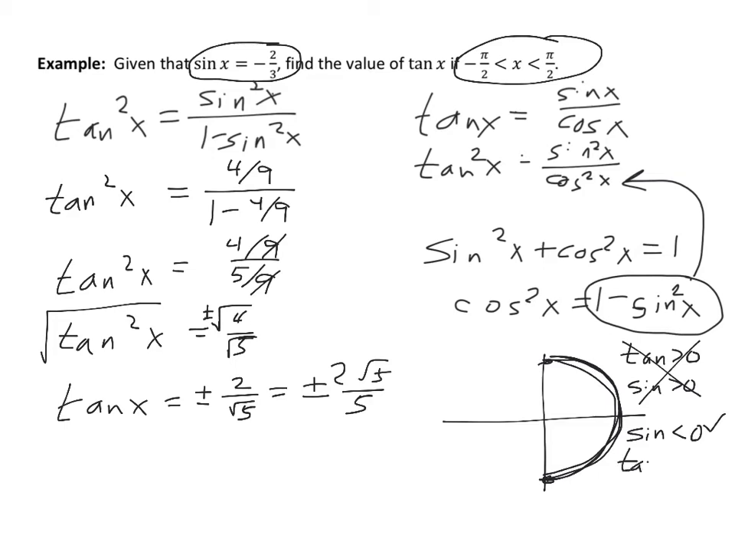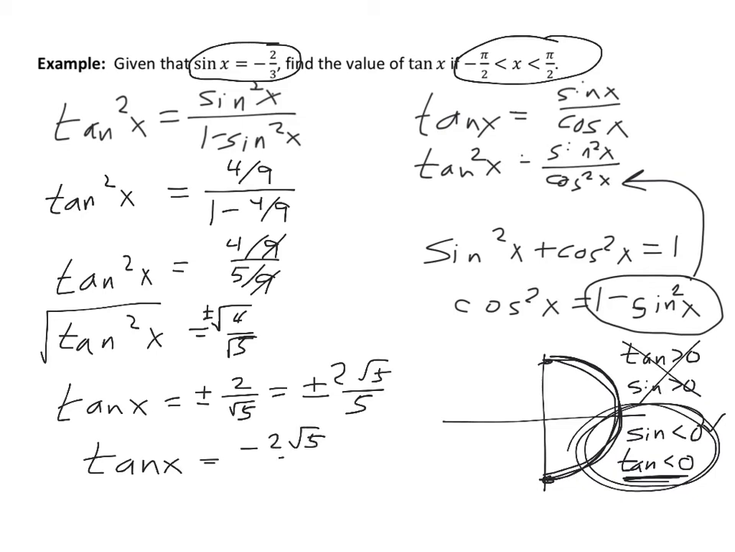And down here, we know that tangent also has to be negative, basically because the cosine is positive. And so this is the one quadrant where this is going to work. It means that our tangent has to be negative. That allows us to conclude that the tangent of this angle has to be negative 2 root 5 over 5. So again, hopefully that made sense. This is the process that we use to find one trig identity given another one.